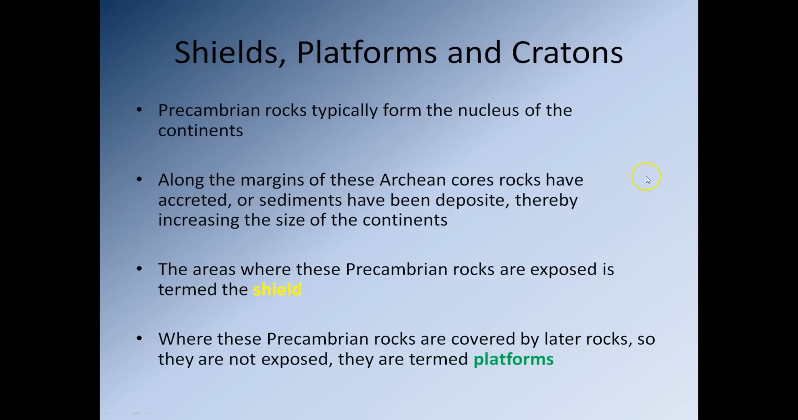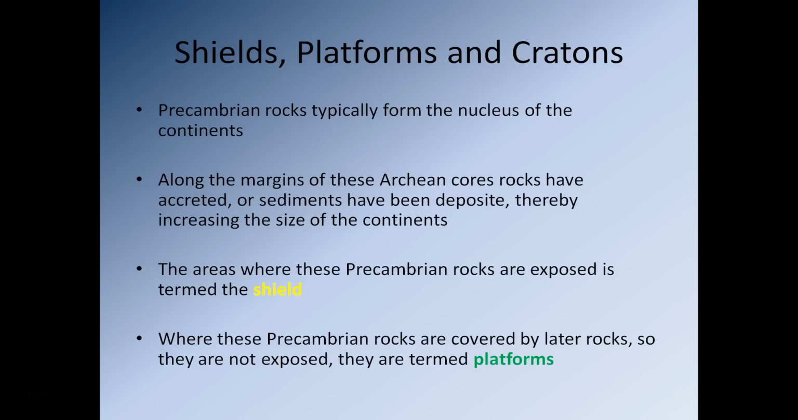So this brings us on to shields, platforms, and cratons. Cratons can also be referred to as a craton. It depends on how you want to pronounce it. So Precambrian rocks typically form the nucleus of the continent. So for each continent, there's typically a large chunk of Precambrian rock that makes up the core.